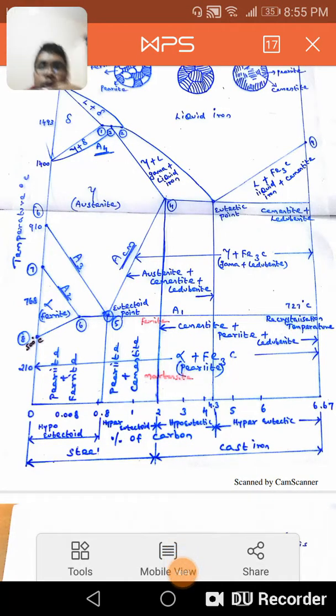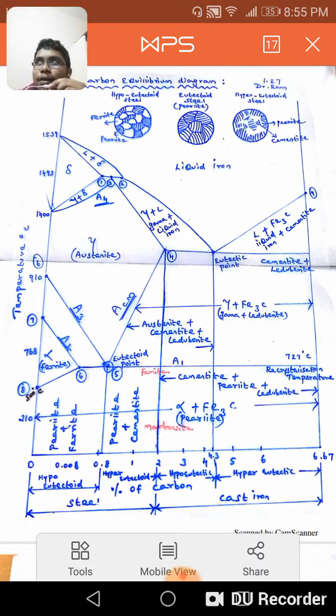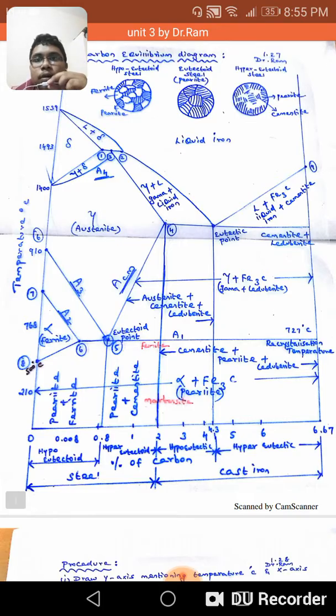Hello guys, today I'm going to explain about the iron carbon diagram. This is the iron carbon diagram appearing on the screen. Actually, we have different types of forms in which iron exists.